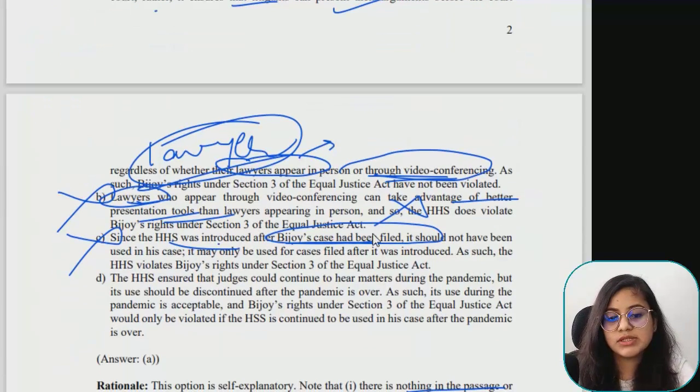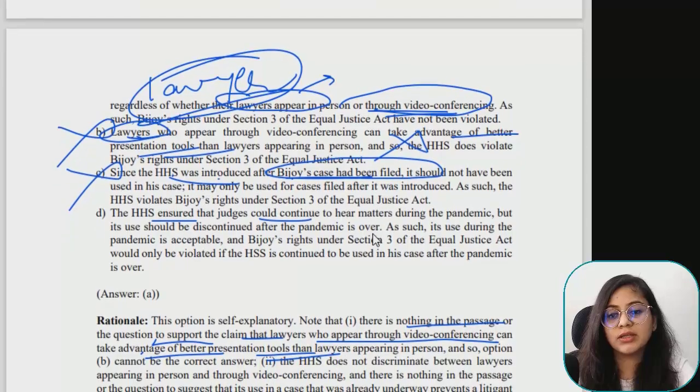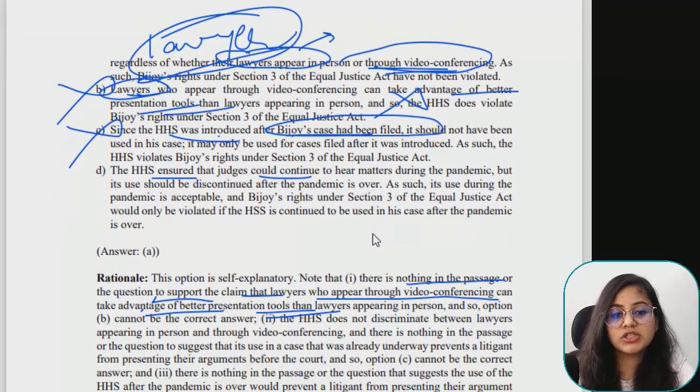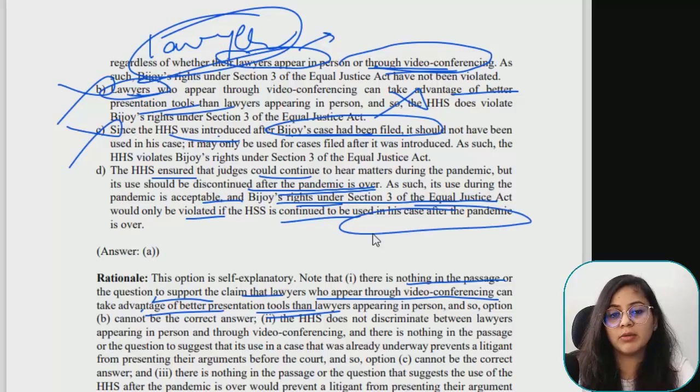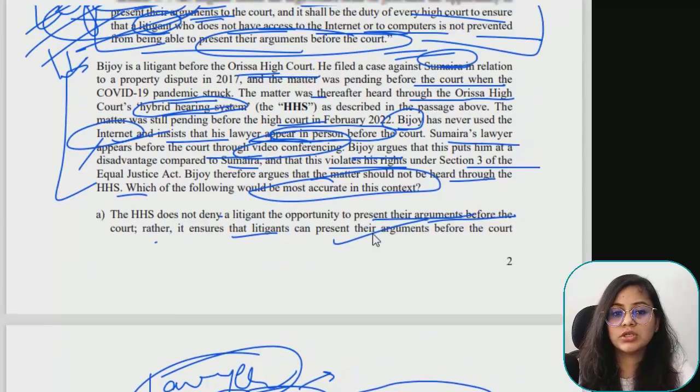Then again, if you will see here it says HSS ensured that judges could continue hearing the matters during the pandemic, but its use should be discontinued after the pandemic is over. Here the matter is being heard when there's a pandemic, the pandemic is on, it is then when the matter is heard. And it says that Bijoy's right will be violated only if HSS is continued after the pandemic. This is not the situation.